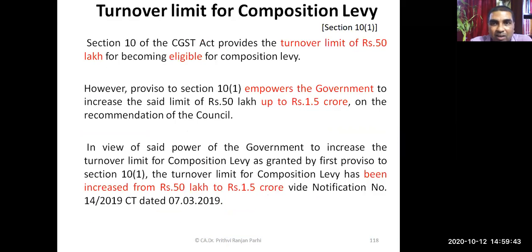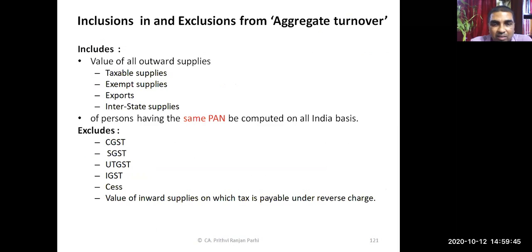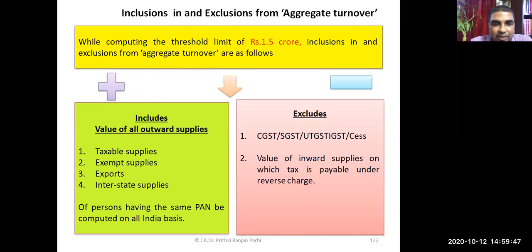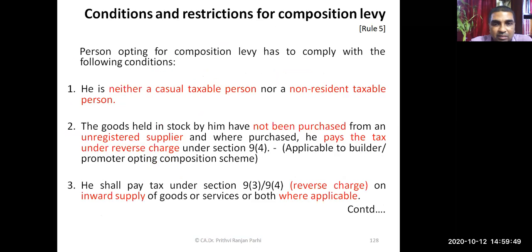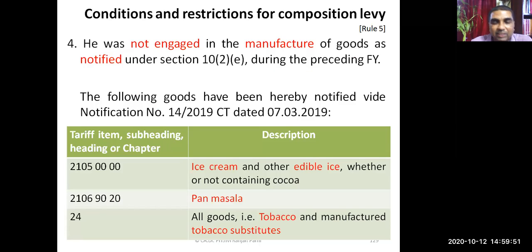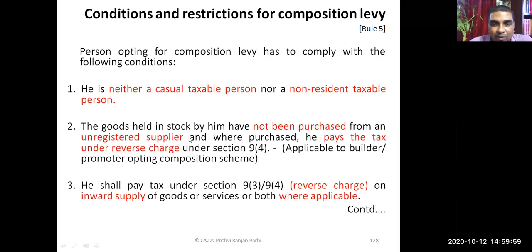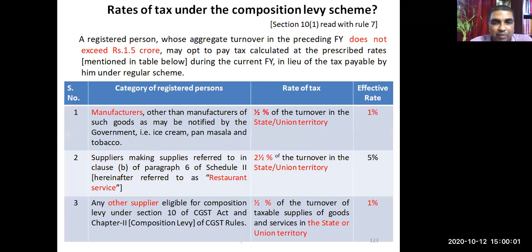Just a minute. Yeah, I'll come to that. There are a few items. What are the goods notified? Yeah, these are those items: ice cream, edible oils, pan masala, tobacco substitutes. We'll be discussing all these things again when coming to the rules. You should not be manufacturing all these things.